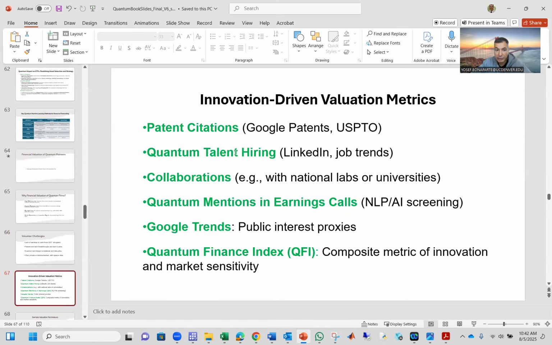So innovation-driven valuation metrics, the way to do that: patents usually. The talent they hire, you can see that from LinkedIn and job trends, and collaborations, with whom they collaborate. Google Trends, public interest in this company. I also did that with the QFI. I looked at the QFI index for this company. So you will see that.